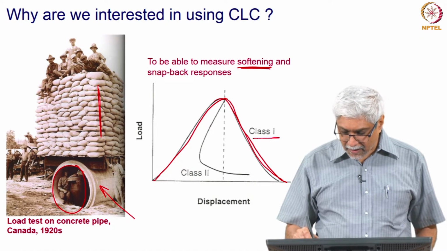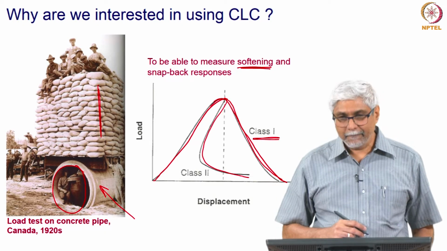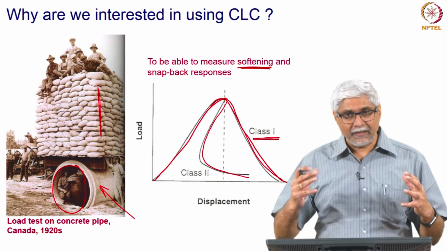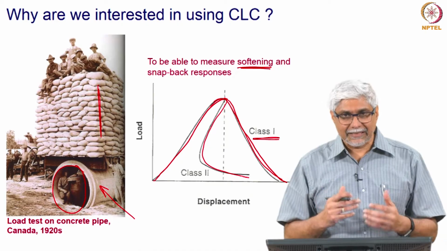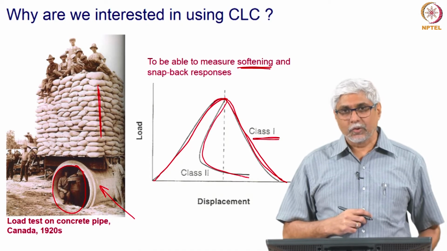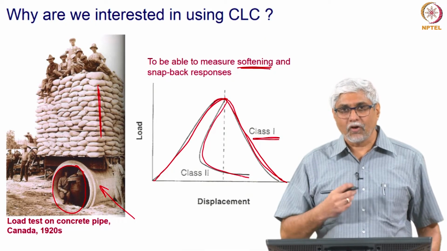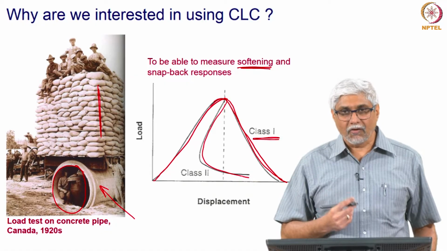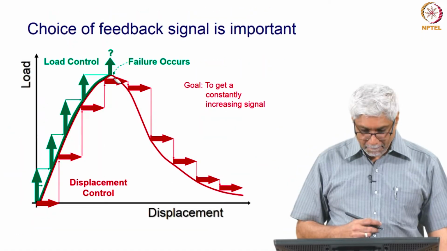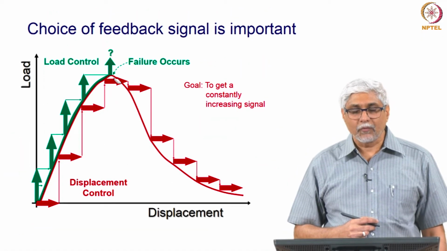This is what is called a class 1 response. A class 2 response is where you have snapback because of some elastic component in the specimen or outside the specimen which is causing this. I will show you some examples of how a specimen can also give you class 2 type of response. In both these cases it happens because the material is softening, like concrete, rock, ceramics, these are softening materials.